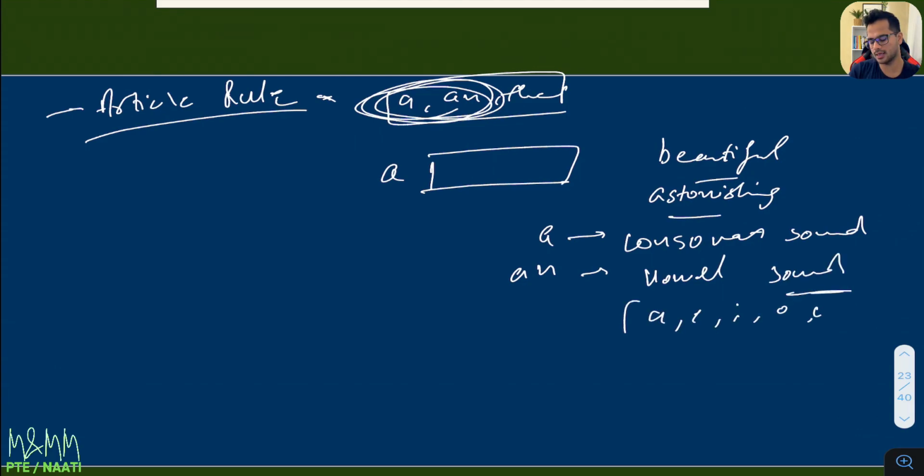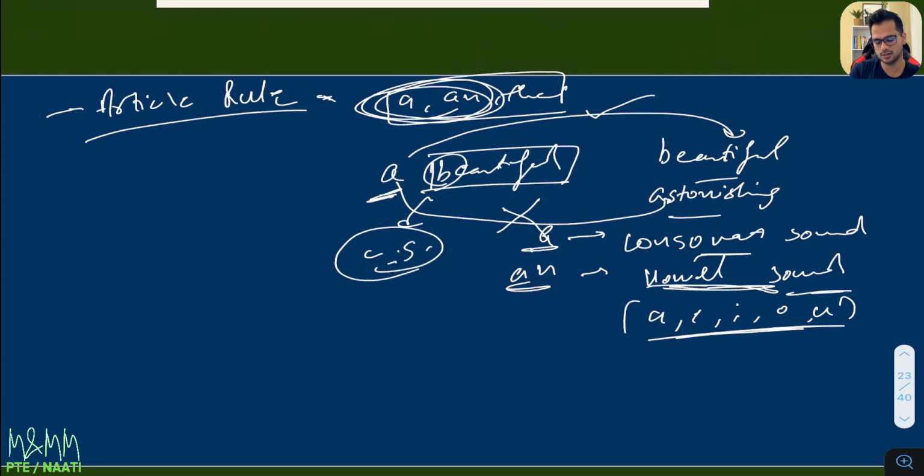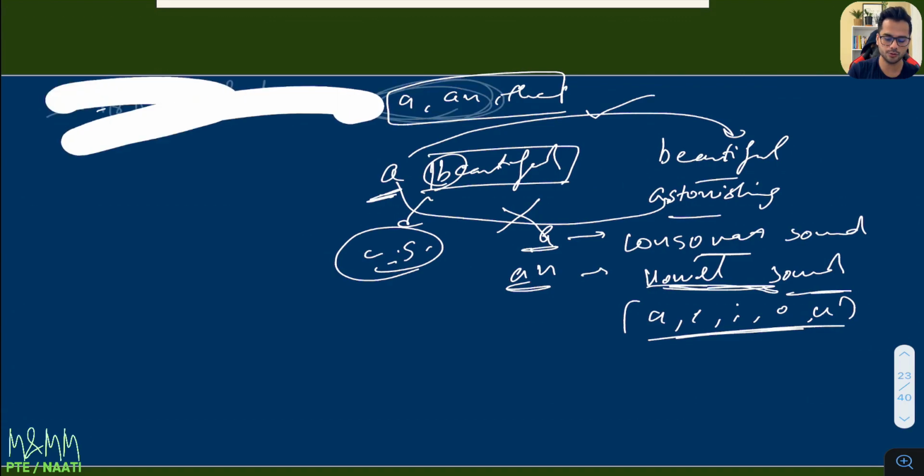What are vowels? A, E, I, O, and U sounds. So if we see any vowel-sounding word, it has to be preceded by the article an, and the same goes the other way around. Consonant sounds have to be preceded by the article a. If we see the article a and there's a blank, like a beautiful or a astonishing, a astonishing can't be my correct answer even if it sounds good. It has to be a beautiful, because beautiful starts with a consonant sound. So that's the article rule.